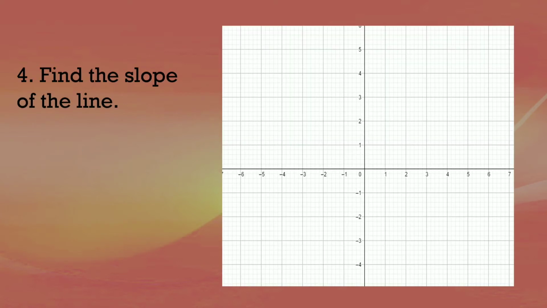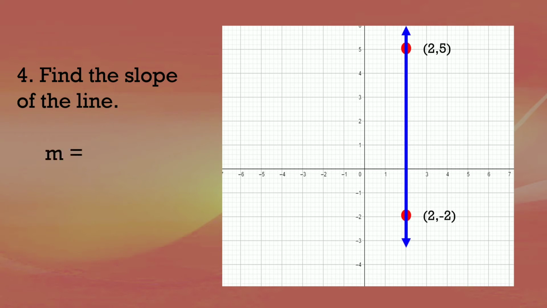So, let's have number 4. Find the slope of the line. So, we have 2, 5 and 2, negative 2. So, m equals rise. So, vertical line muna tayo. So, bilangin natin. 1, 2, 3, 4, 5, 6, 7. So, we have 7 units.